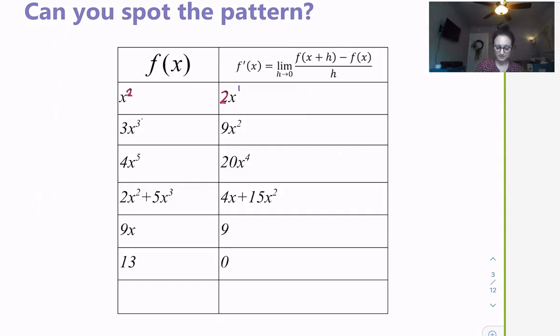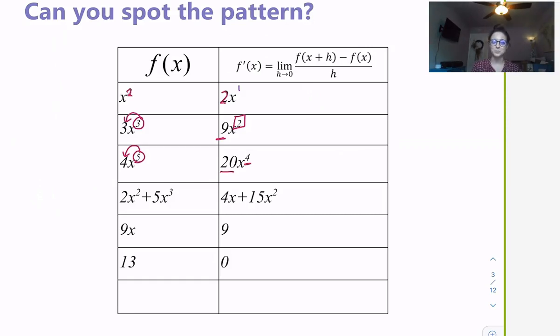If I take this power and multiply it by that coefficient, my new coefficient is 9, right? And then what do I do with the exponent? I drop it by 1, right? I started with a power of 3, and then I subtract 1, I get a 2. Okay, let's take this next one. I'm going to fly that 5 to the front, so 5 times 4 is my new coefficient of 20, and then subtract 1 from 5, and now my new power is 4, okay?